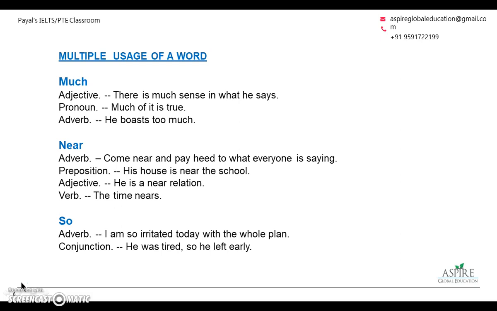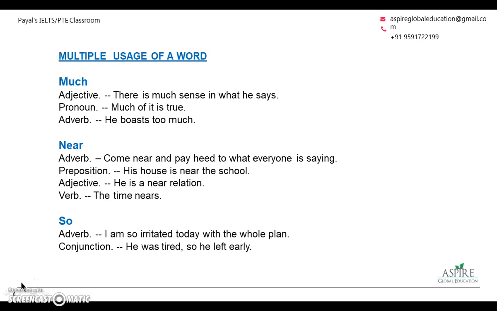Come near and pay heed to what everyone is saying. So come near. Where should I come? Near. So near is an adverb of place. His house is near the school, so it is defining the position. So it is a preposition. He is a near relation. So near is coming with the word relation, which is a noun.